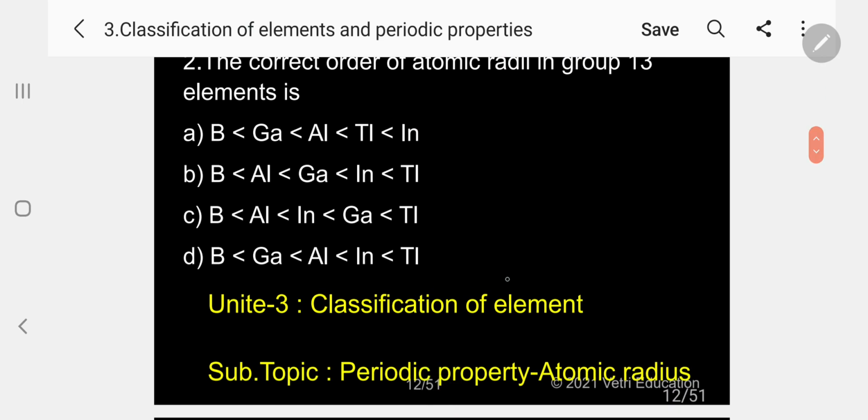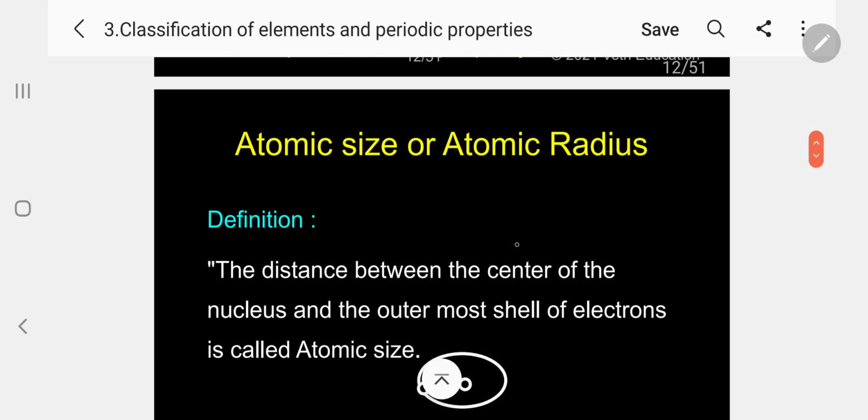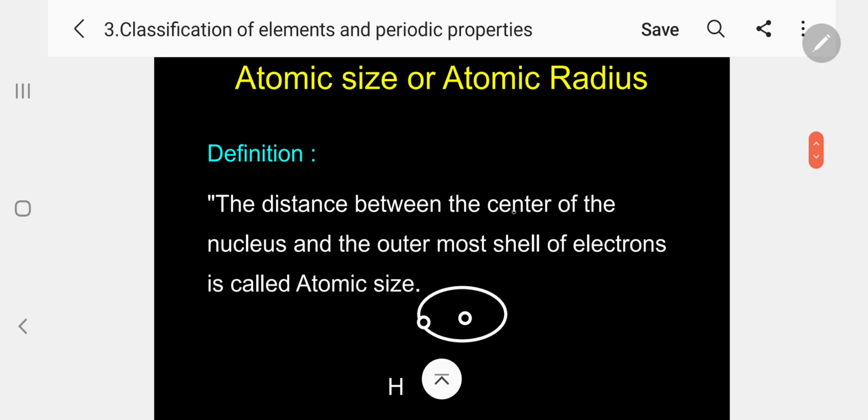So this question is asked under the classification of elements, actually the periodic classification. Under the periodic property, atomic radius, this question is asked. Let me explain what is atomic radius, what is van der Waals radius, what is ionic radius. Because our aim is not only to find out the answer, you must know the concept based on that one. So let me explain.